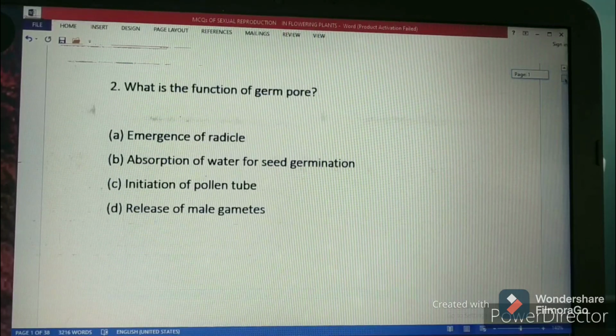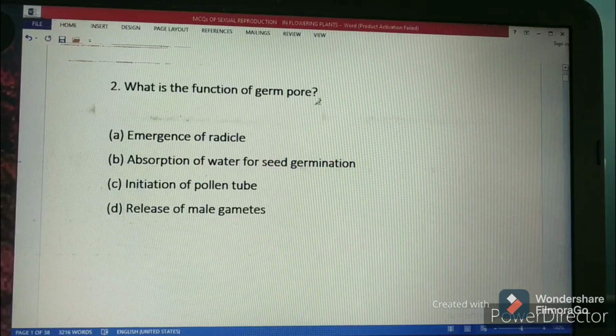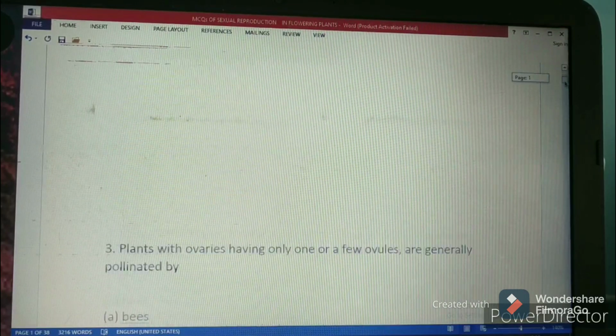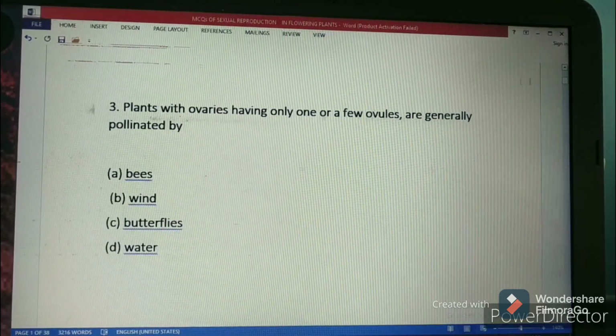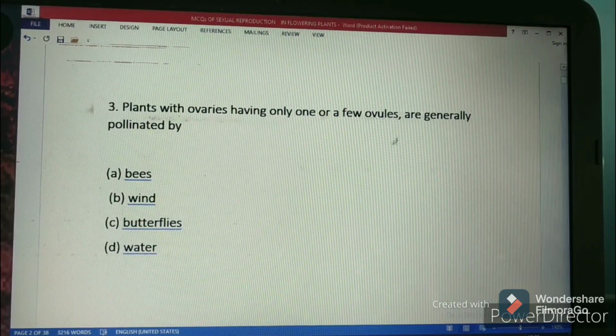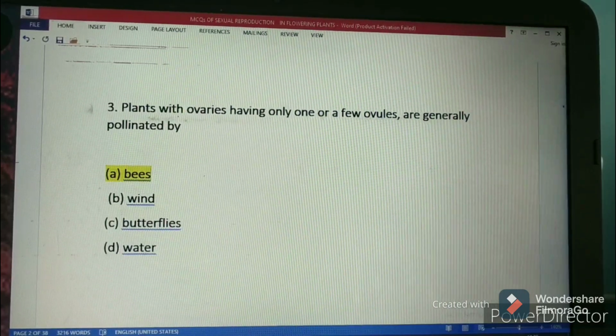Second question, what is the function of the germ pore? Answer is the initiation of the pollen tube. Plants with ovaries having only one or a few ovules are generally pollinated by... Option A is the correct answer.